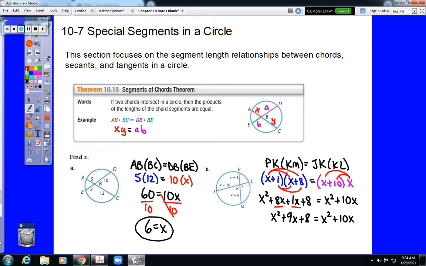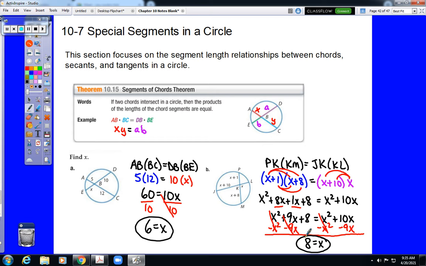Now the solving process would involve moving all of the x's to one side, and when we do that, we subtract x squared. Well, x squared would drop out of the equation. So then we would move 9x to get it by itself by subtracting 9x from each side. And that gives us our answer, 8 equals x.